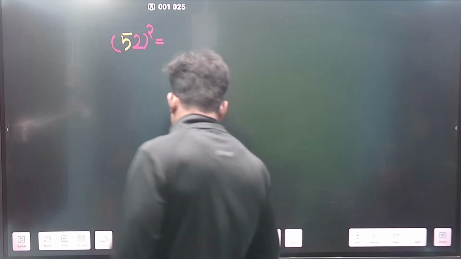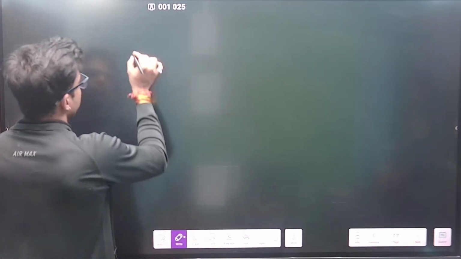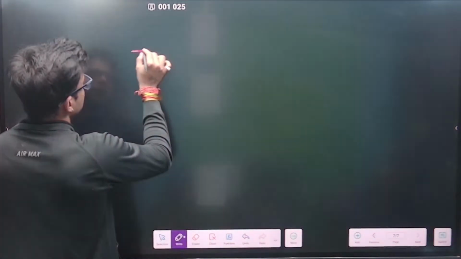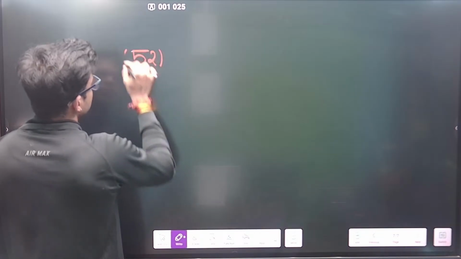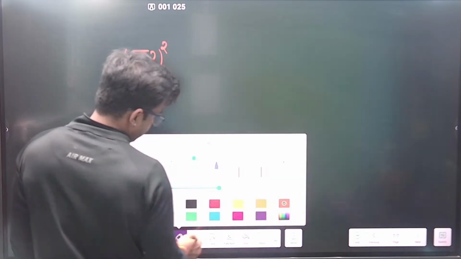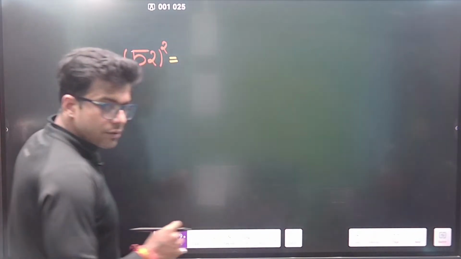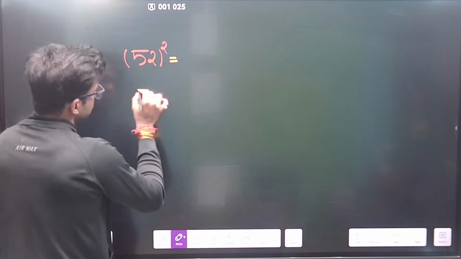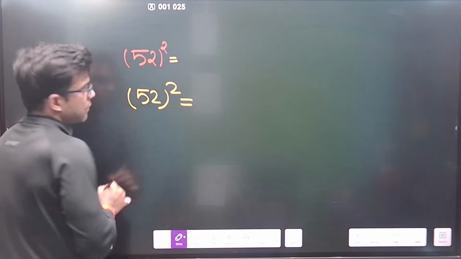Basically, the question is 52 ka square. I think this is not visible, so let me make it visible. Question is 52 ka square. It is also not visible. Now it is visible. 52 ka square. How to figure it out?